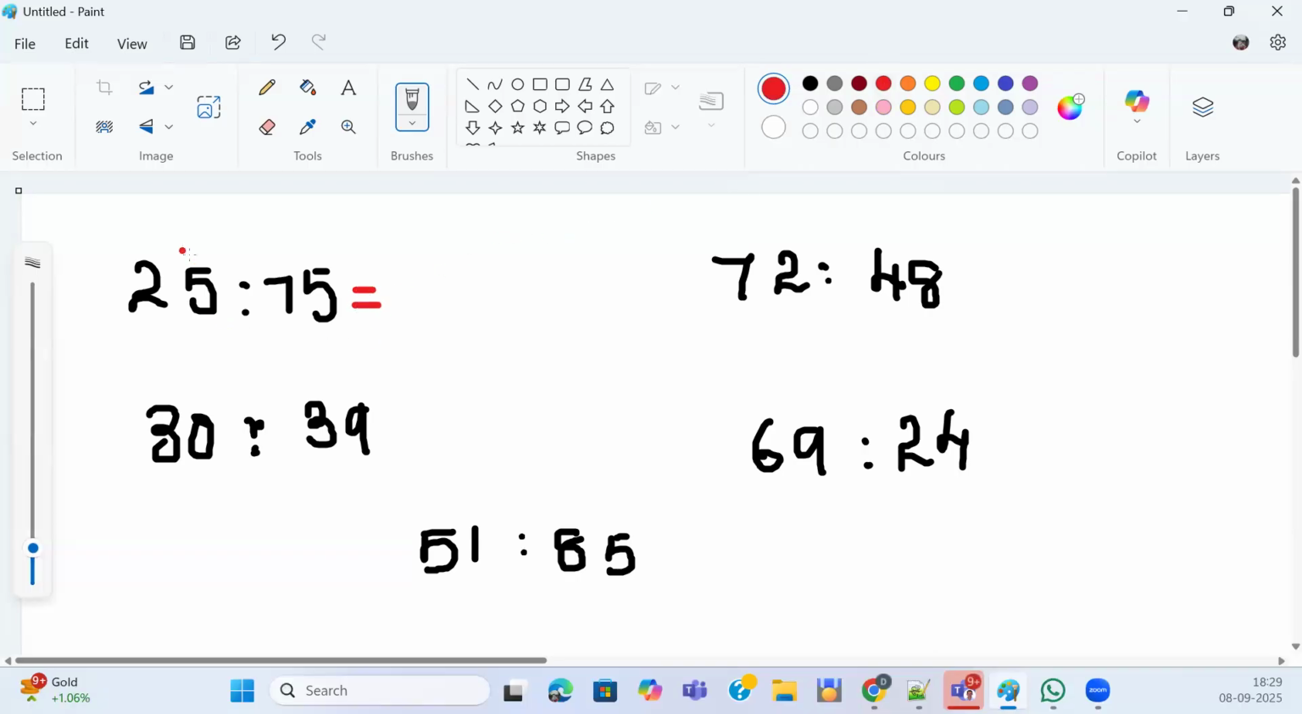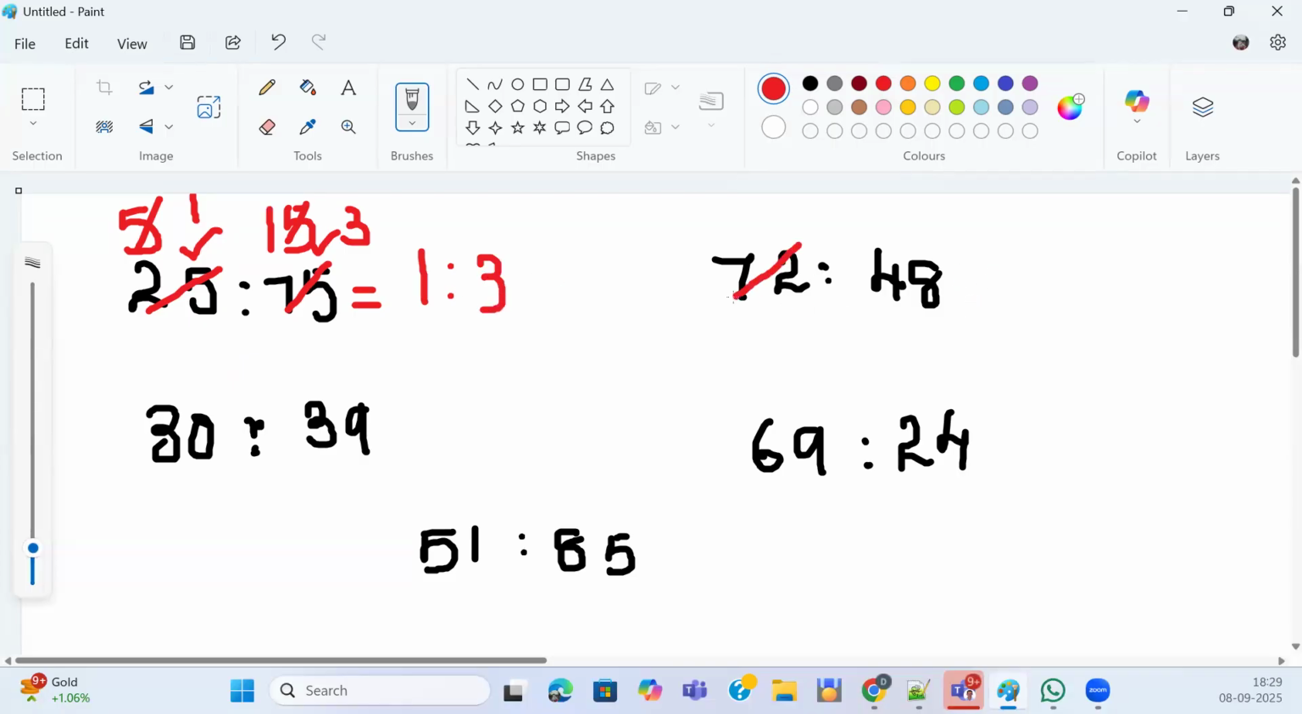Directly, children. And you people know the divisibility rules also. If 5 is there, it will definitely get cancelled with the 5 table, right? 5 ones are 5, 5 twos are 10, 5 fives are 25. It will go with the 5 table only. So 1 is to 3. I want the ratio 1 is to 3.